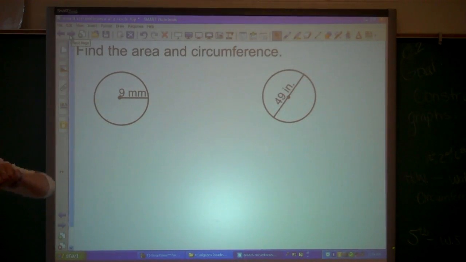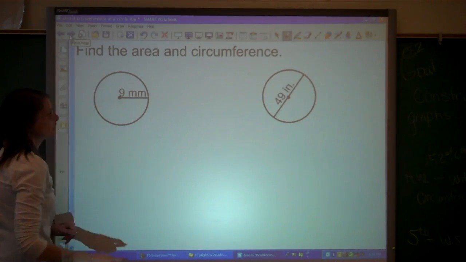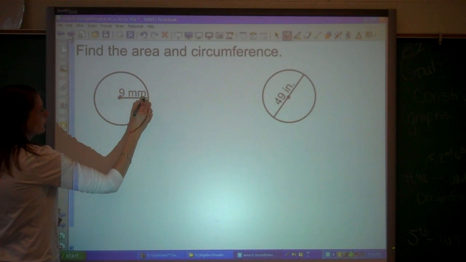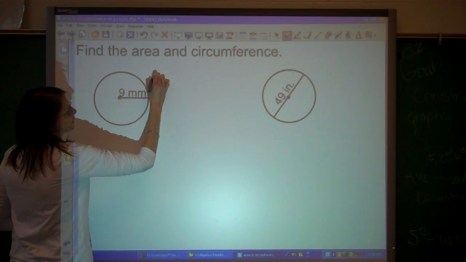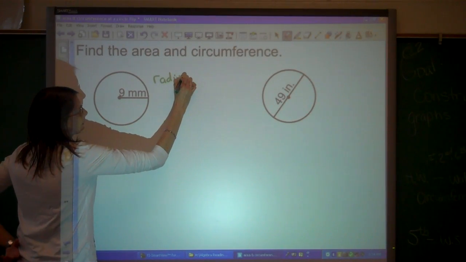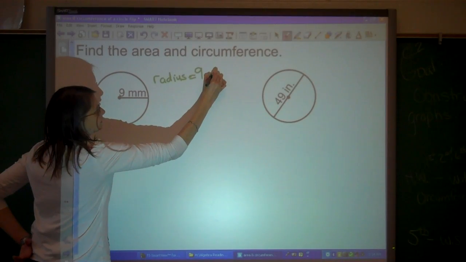So we have two examples here. And what I like to do is when I get the circle, I like to identify what they give me first. So since it's going from the center out, I know that this is the radius. So I'm going to write down radius is equal to 9 meters.